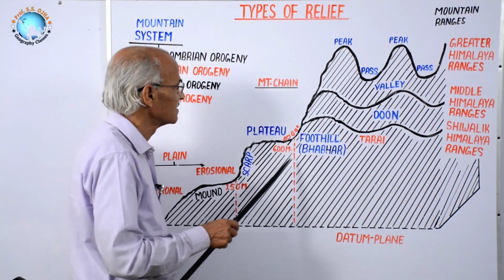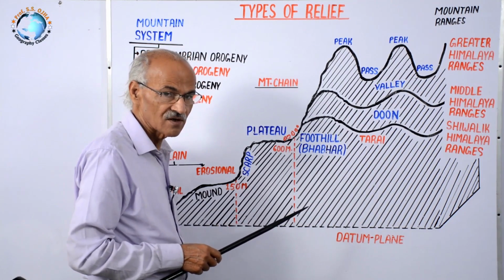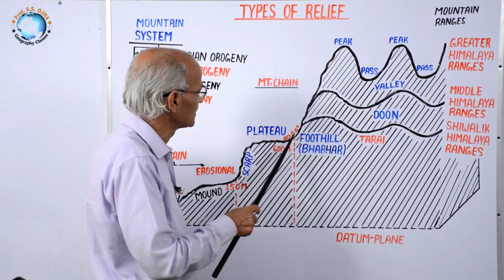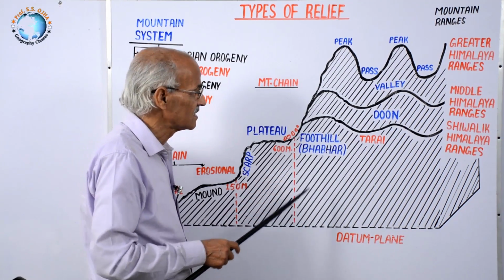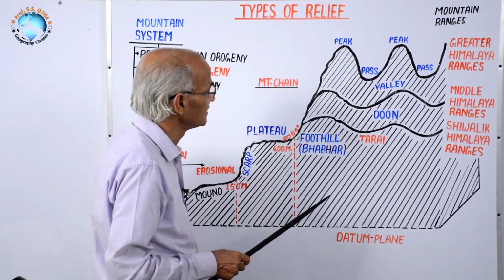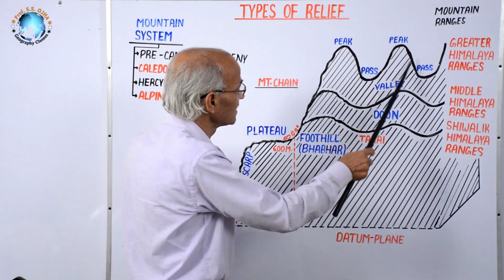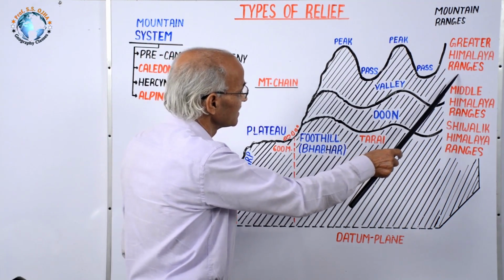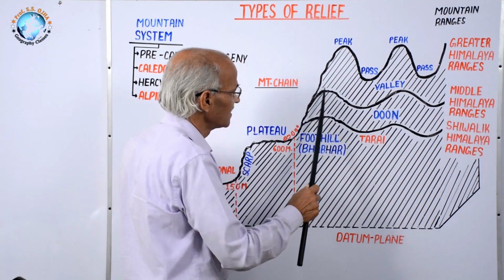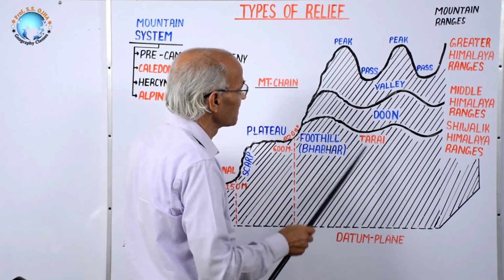Now let us define mountain. If the height of a surface or topography is more than 600 meters, this is termed mountain. Now take the example of Himalayan range or Himalayan mountain. This is Greater Himalayan range. Keep in mind, I am saying range. This is Middle Himalayan range. This is Shivalik Himalayan range.